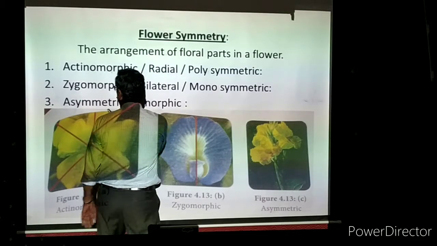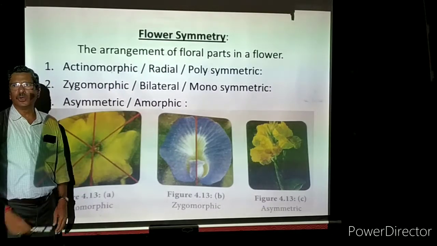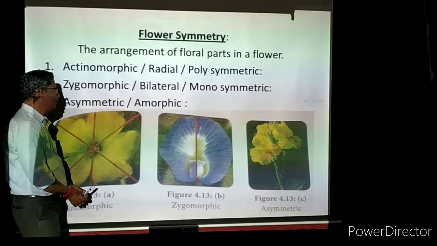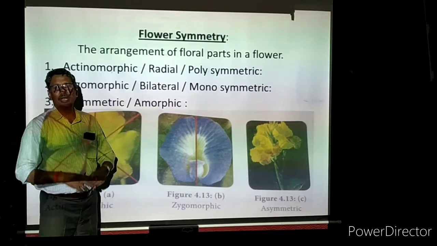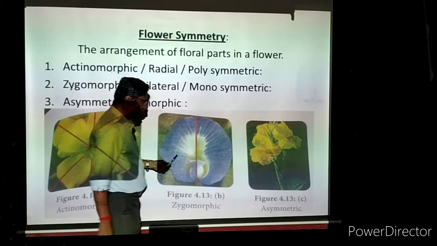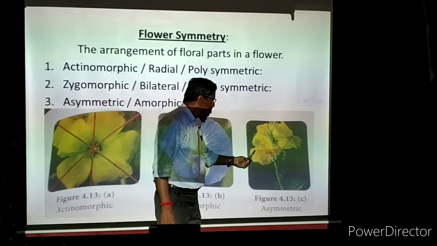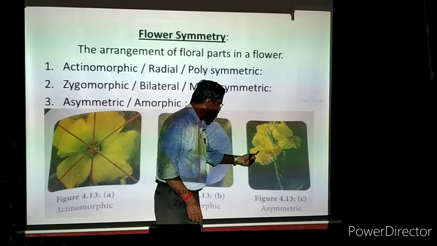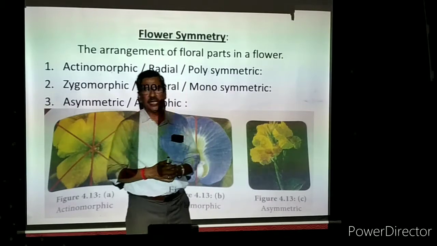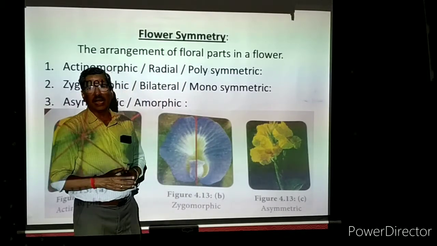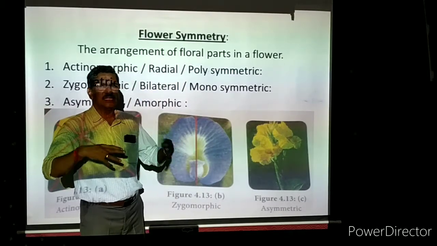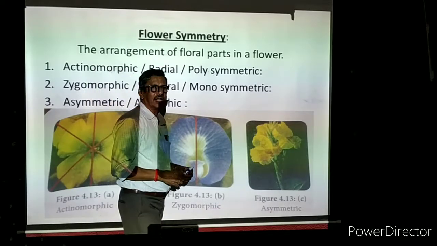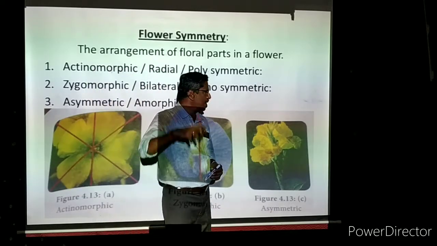Now we are coming to the last one, asymmetric. I already told you, no symmetry at all. Amorphic, no regular arrangement. Now we will talk about asymmetric. There are a number of flowers present on this. One flower I am taking, but in that, all the floral parts are arranged in different size, different shape, everything, and they are not arranged in a circular way. Irregularly they are arranged.